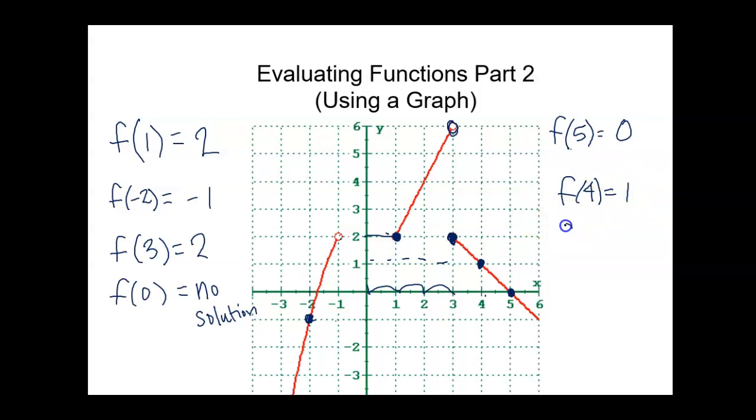Okay. What is the y value when x equals 2? Go over to x equals 2, that line right here. This point right here has an x value of 2. So what's the y value of that point? It's 4. Okay. So go ahead and give these a try.